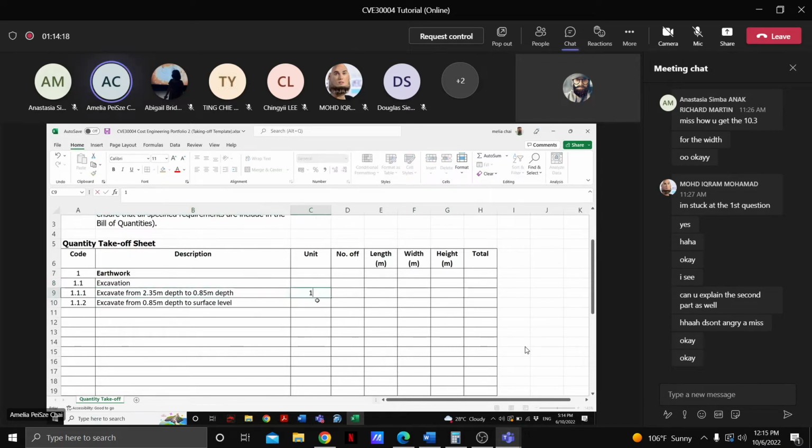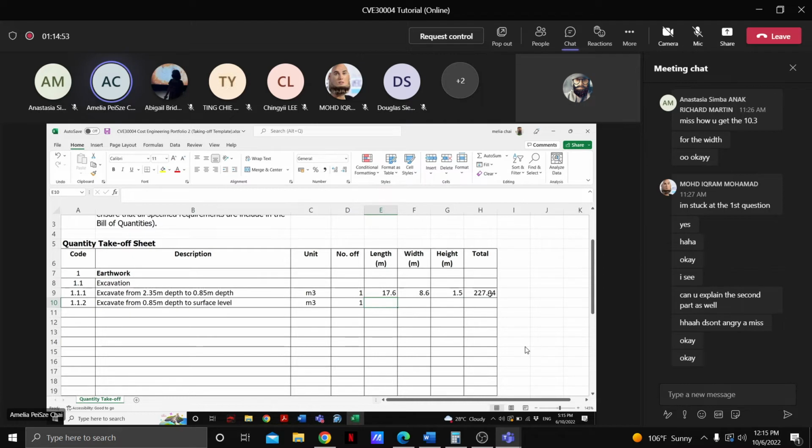Okay, how many units of this? Sorry, the unit is in meter cube. Number of quantity, 1. Your length is, what's the length here? 17.6 divided by 8.6. Height is 1.5. So do your calculations.